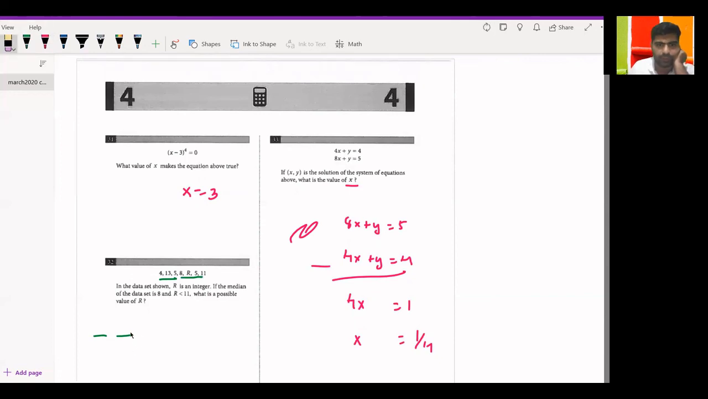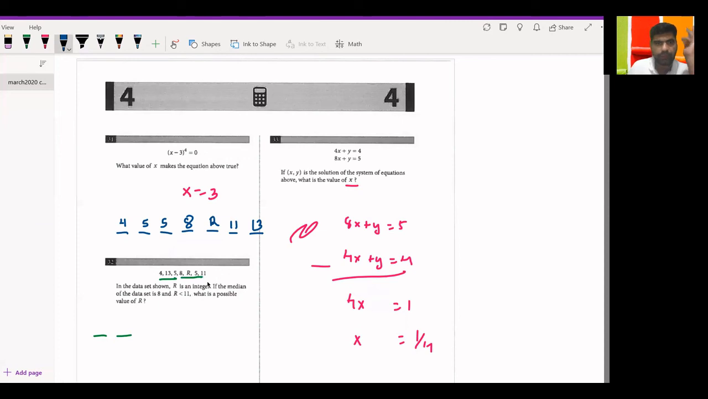Let me put the blanks above because my thing is not working properly. 1, 2, 3, 4, 5, 6, 7. So median is 8. So this is the central value. All the numbers on the left side are going to be smaller, and the numbers on the right side are going to be bigger. If 8 is the central value, the numbers smaller than 8 are 5, 5, 4. And the numbers larger are 11, 13, and R. R I know is less than 11. So this has to be 13, this has to be 11, R has to be this.